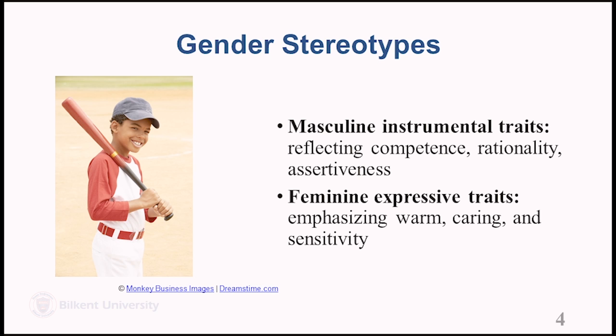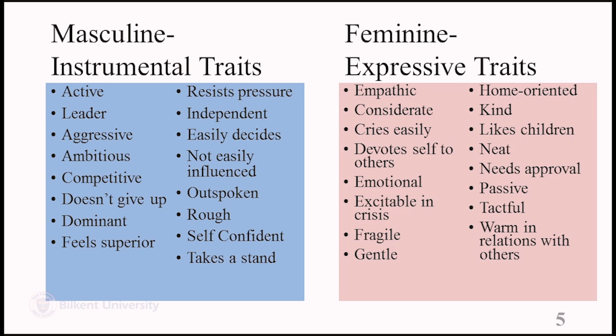So these are real. And so are gender stereotypes. There are masculine traits and feminine traits. Masculine traits have been labeled as instrumental, and feminine traits have been generally labeled as expressive. The instrumental traits reflect competence, rationality, and assertiveness, whereas the expressive traits emphasize warmth, caring, and sensitivity. And so here we go. These are the list of traits.